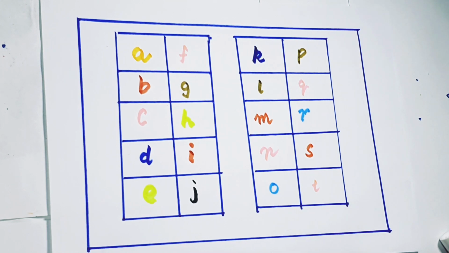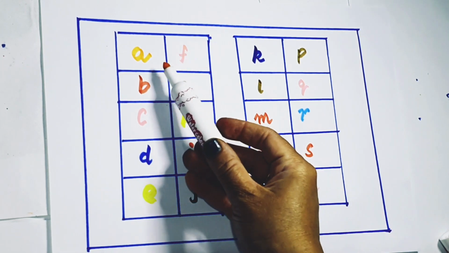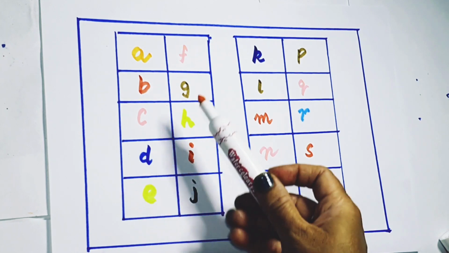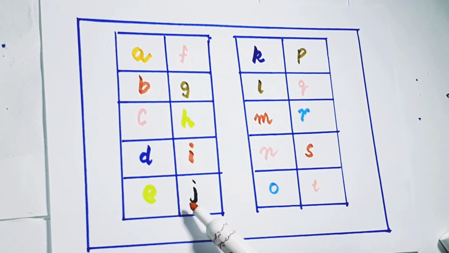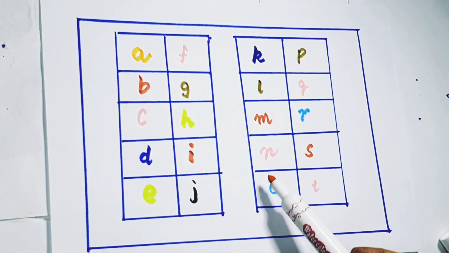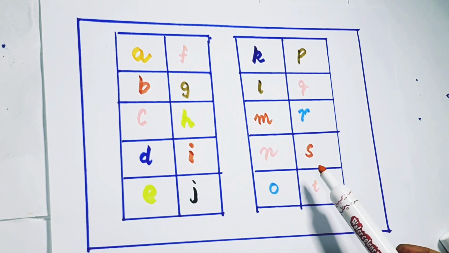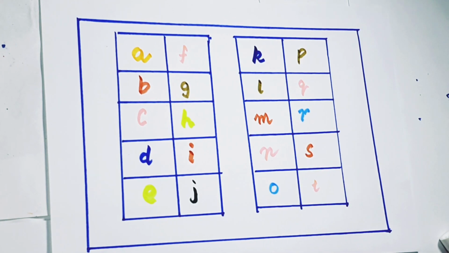So kids, what we learn today? We learn A, B, C, D, E, F, G, H, I, J, K, L, M, N, O, P, Q, R, S, T.